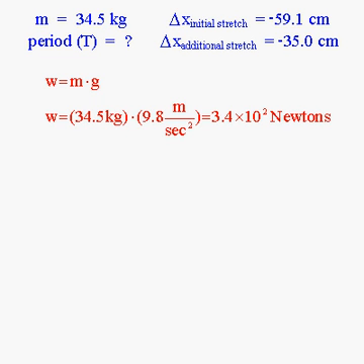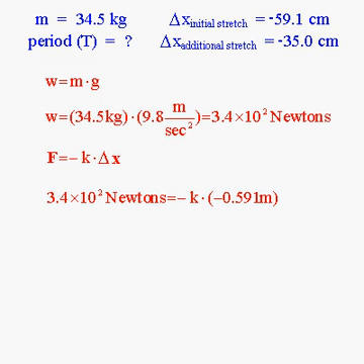The spring will stop when the restoring force equals that weight. The restoring force is given by force equals negative k delta x. The spring will stop stretching when the restoring force equals the weight. So the force is 3.4 times 10 to the 2 newtons. We don't know k, but delta x is negative 59.1 centimeters. We need to convert that into meters to make the units work out. So that's negative 0.591 meters.